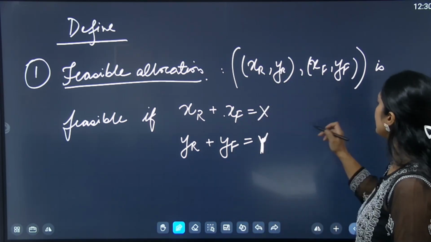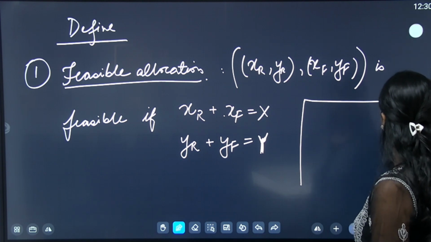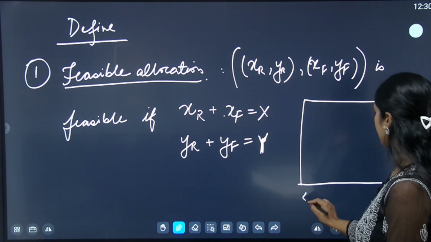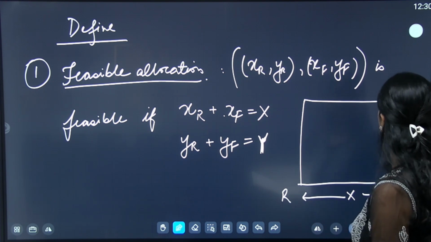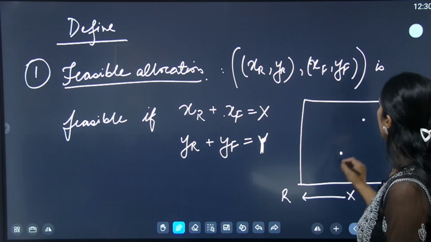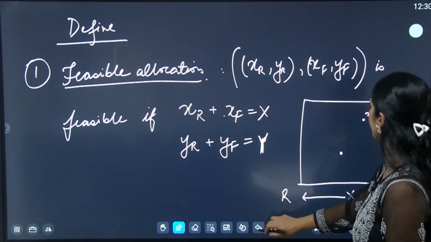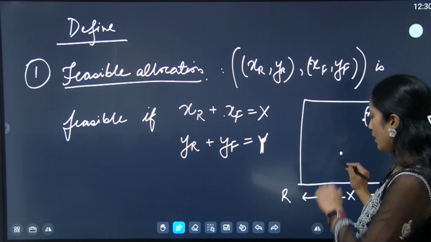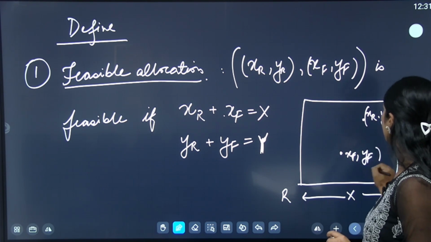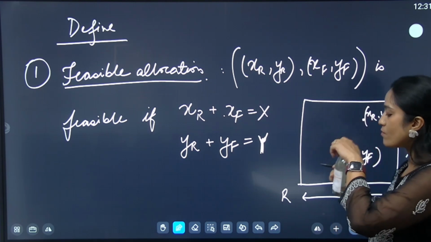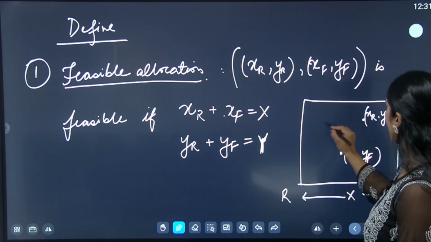Okay. When we use an Edgeworth box to denote things like this, so consider two examples. Suppose this is one case. Again, this is X and this is Y. This is Rahul and this is Fiza. Okay. Suppose there's an allocation like this. Okay. This is Rahul's allocation. So this is XR and YR, and this is XF and YF. Okay. The problem with this is that see, this is the total amount of X now that Rahul has.